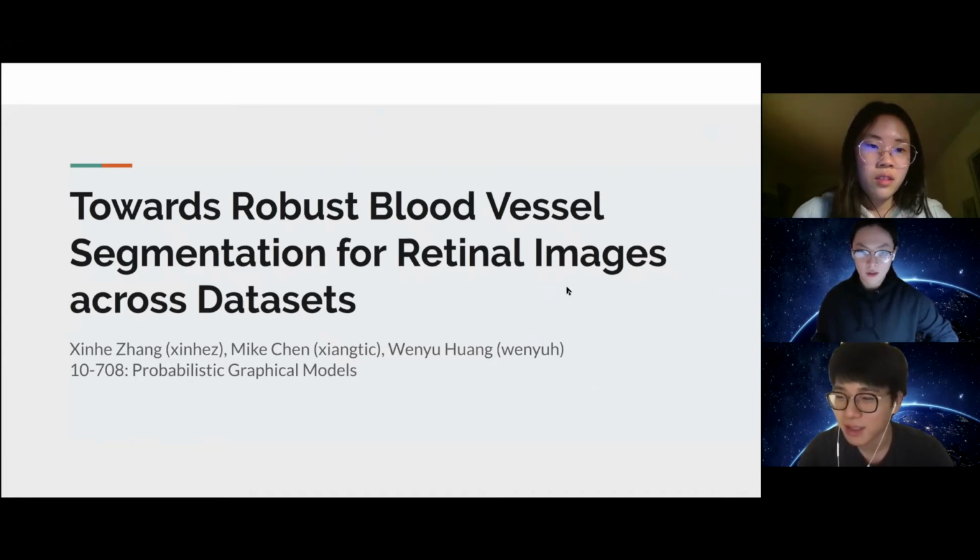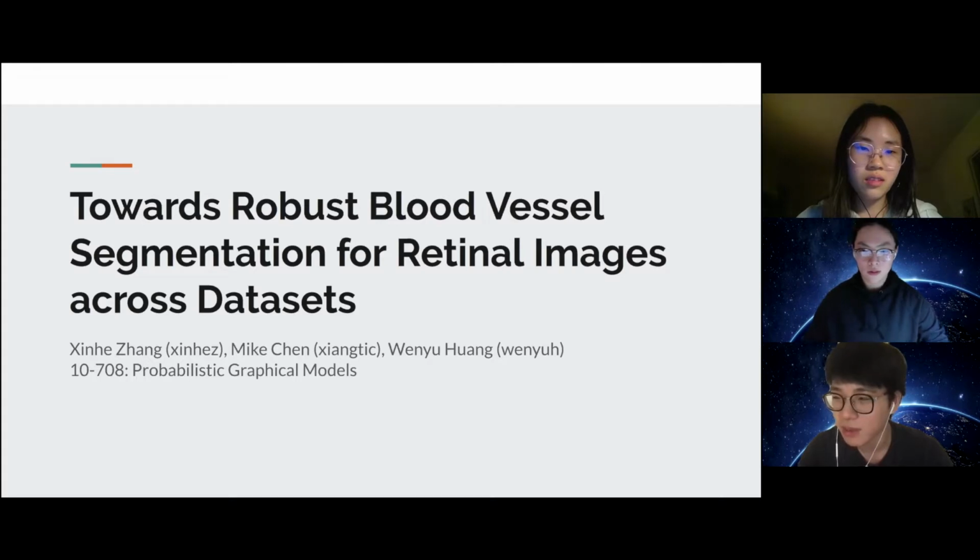Hi, our project is on towards robust blood vessel segmentation for retinal image across datasets. My name is Mike Chen, and this work is done in collaboration with Xinghe Zhang and Wenyu Huang for the course probabilistic graphical models.